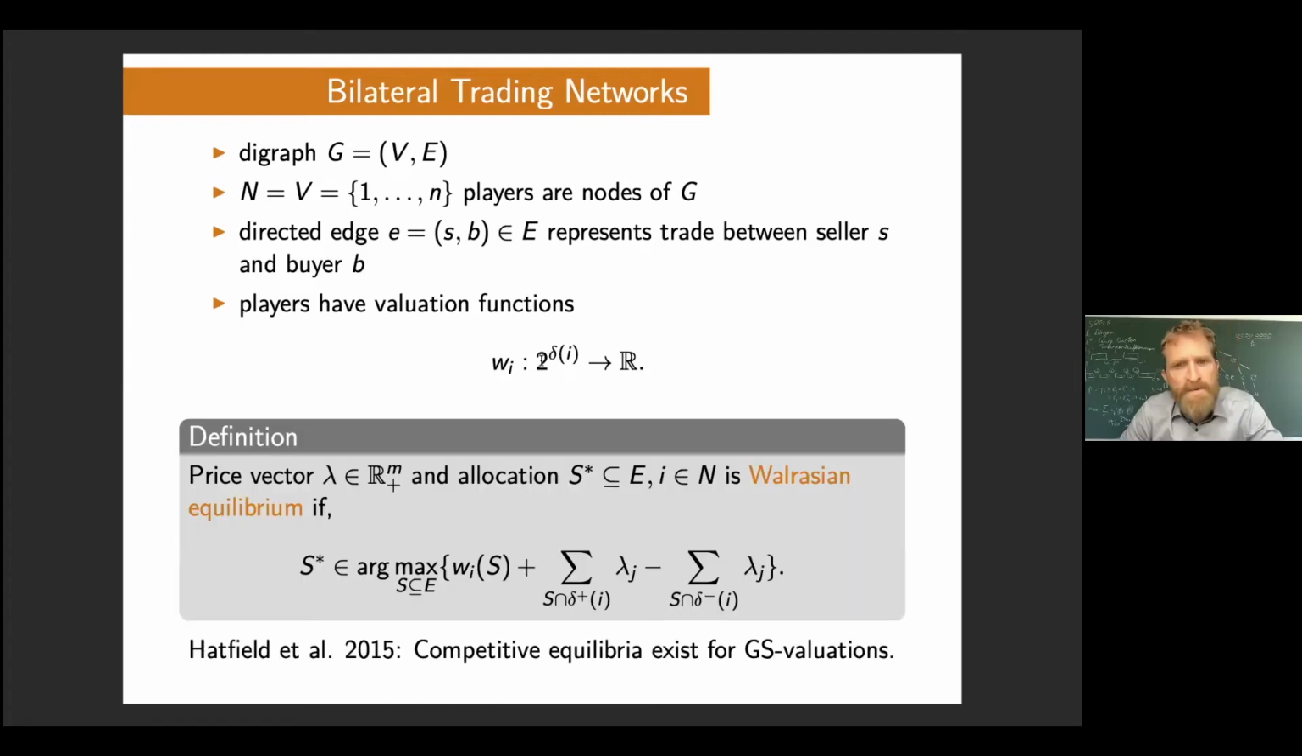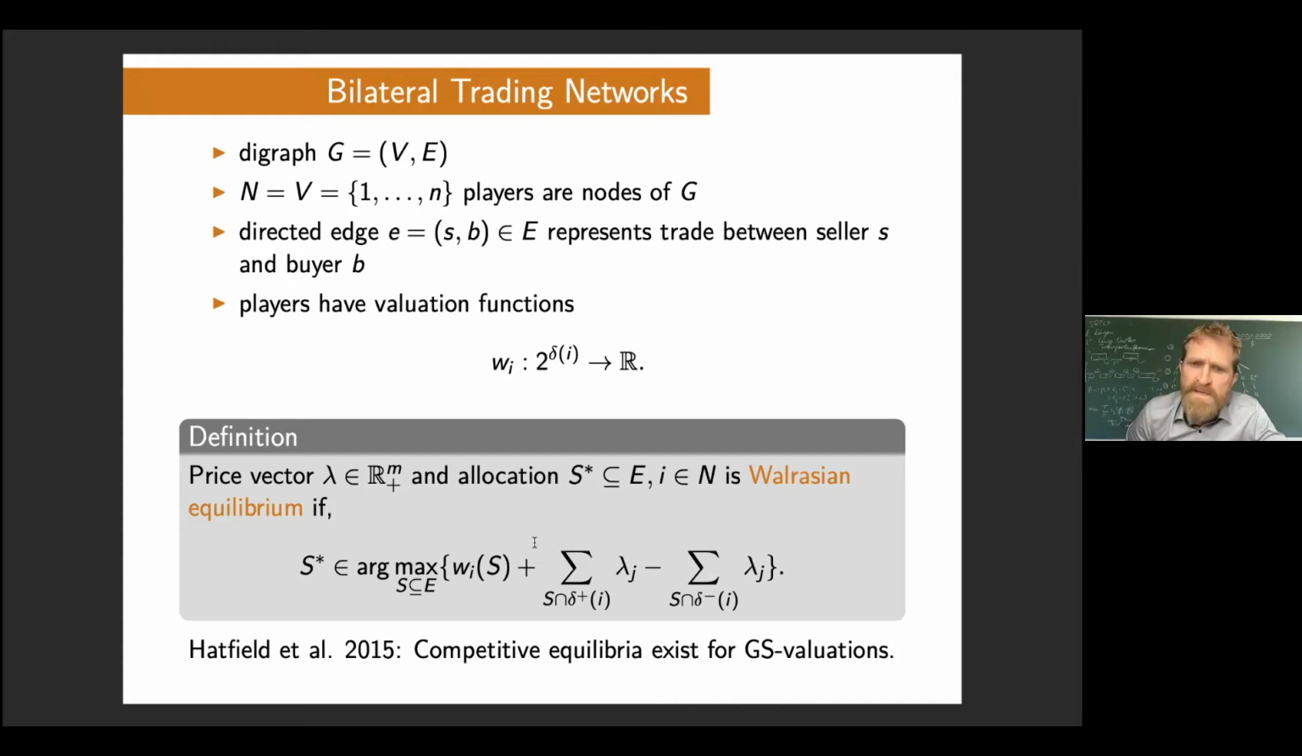Okay, and the question in this bilateral trade literature is again, can we find prices, lambda, per edge, so per possible trade, so that every node picks a subset of neighbors and decides to get engaged in a bilateral trade. And this is the question if this exists or not.